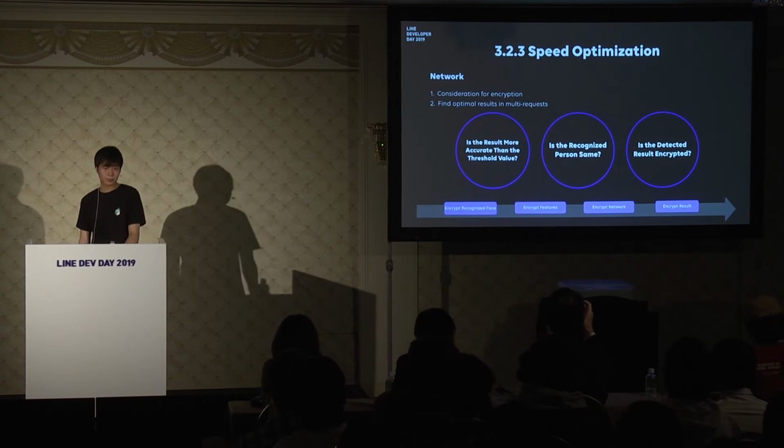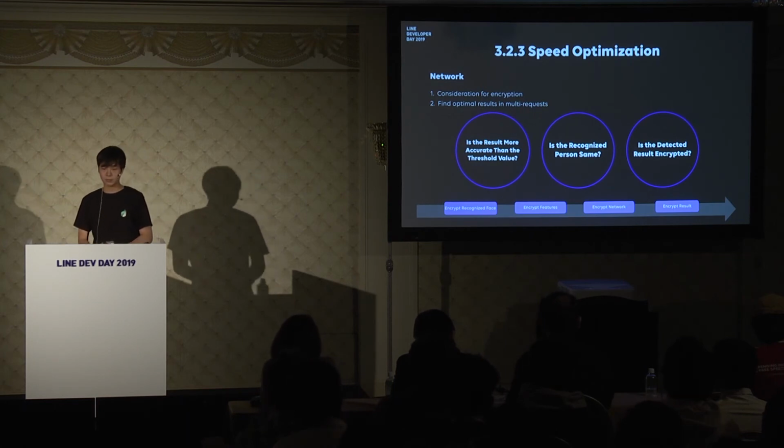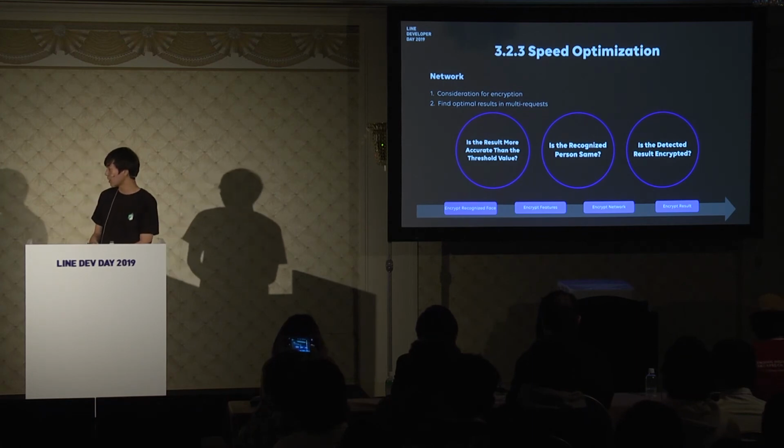Using biometric information for authentication is a very sensitive issue, so we paid more attention to encryption. First, we encrypt the recognized face, and we also encrypt the face features, the network size, and the result. So we did four encryptions.